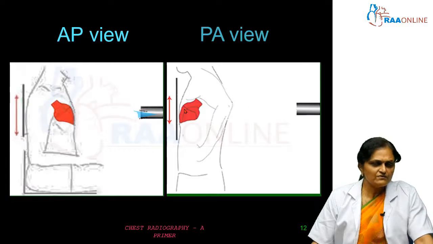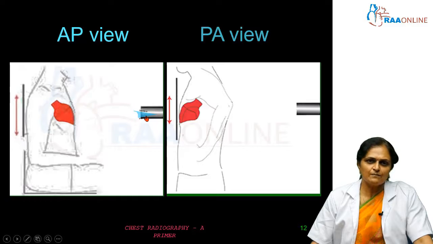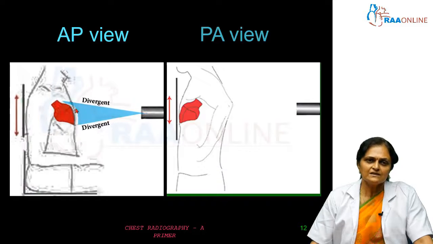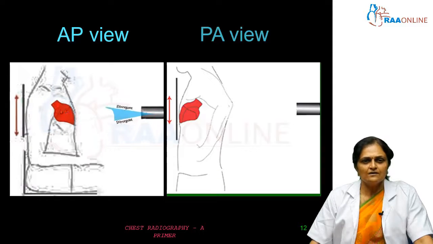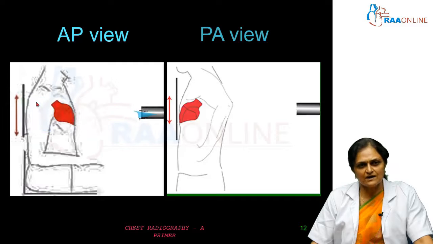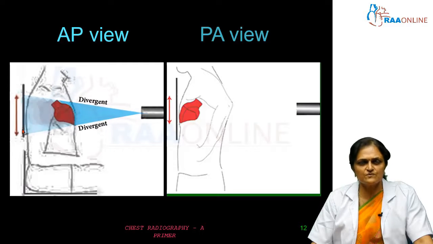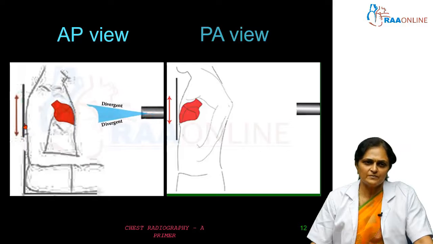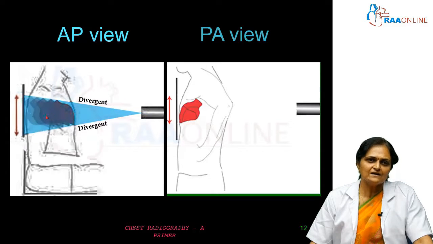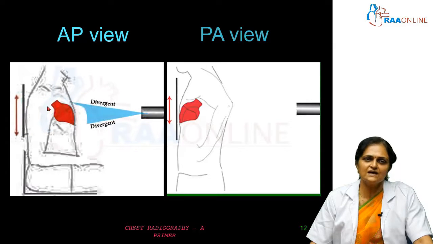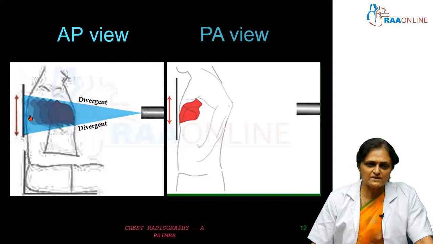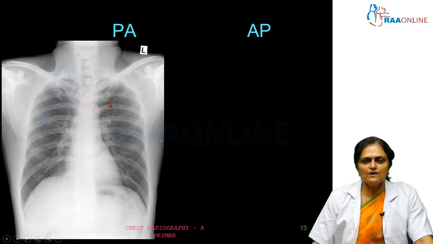Whereas in the AP view, as the X-rays come out, you can see there is divergence. The heart that is located close to the anterior chest wall is touched by the X-rays, and after crossing the heart, the rays do have quite a divergence before they reach the film screen combination. So after crossing the heart, there is a lot of divergence, and the heart that is actually depicted on the film is larger than the actual size of the heart. So the take-home message here is, whenever we interpret an AP view, we should be very careful in calling that the heart is magnified. Now coming to the PA view and the AP view.